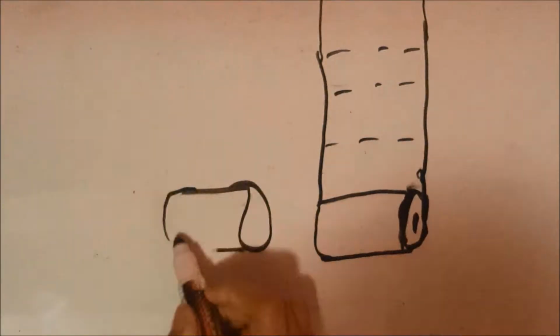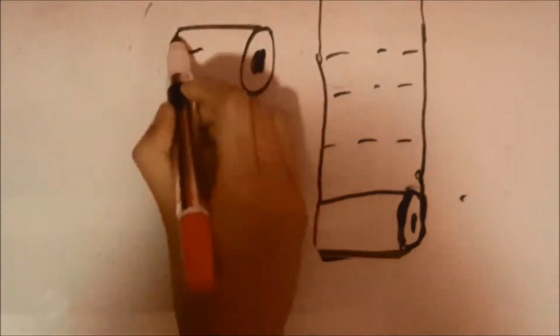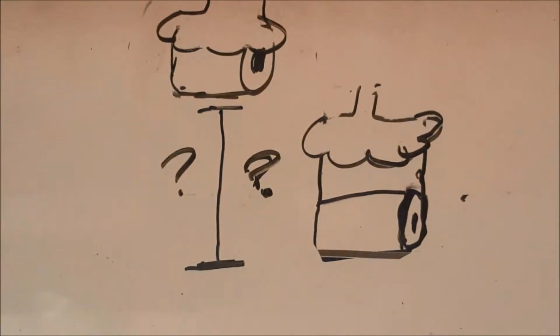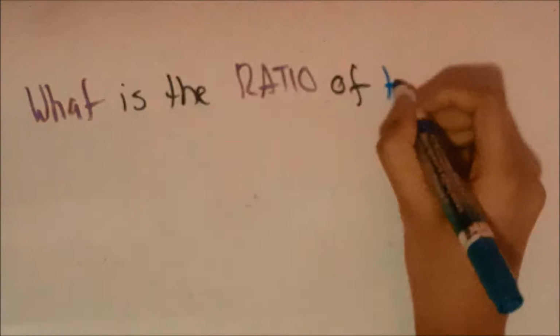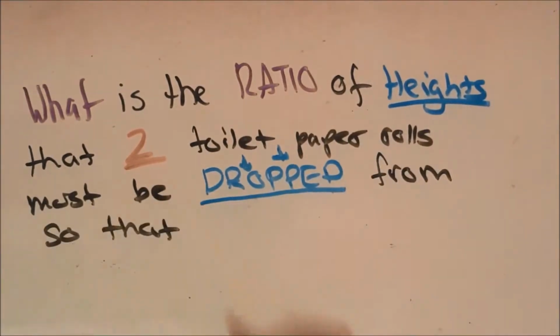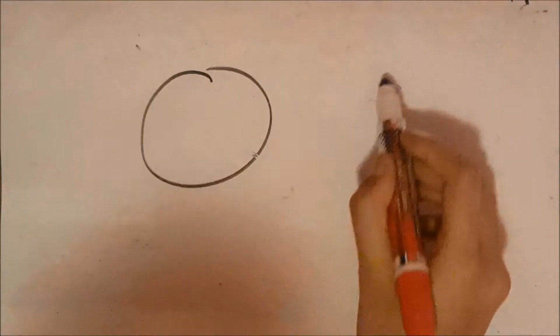Now, let's take this a little bit further. If these rolls will hit the floor at the same time, when will they? Well, the most logical solution would be to move the roll that is simply dropped a little bit higher. But by how much? What is the ratio of heights that the two rolls of toilet paper must be dropped from so that they hit the floor at the exact time? And this is what we're here to figure out.